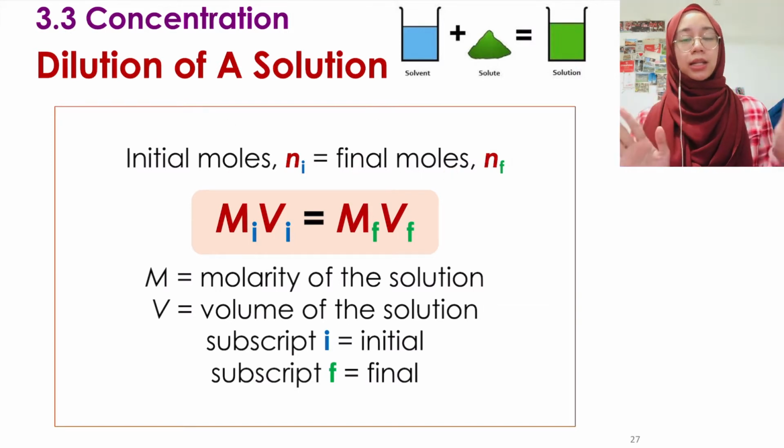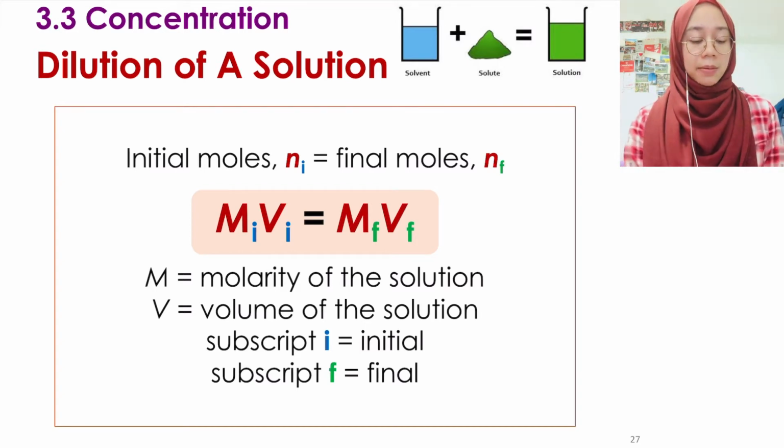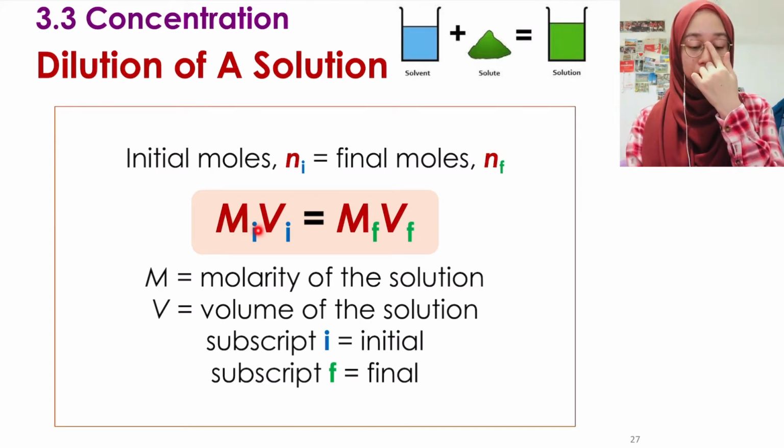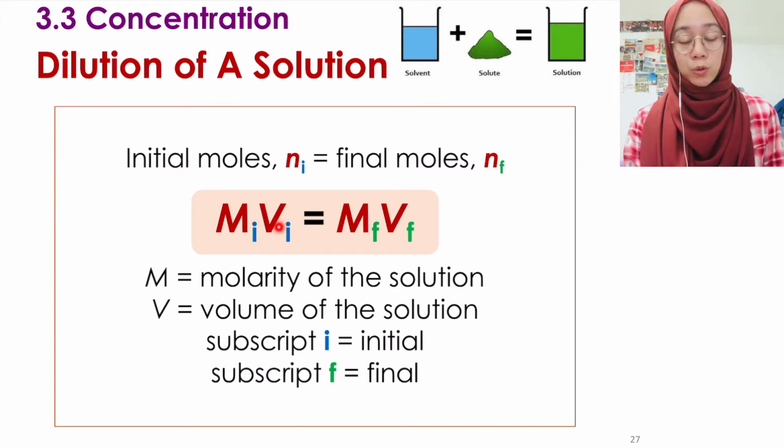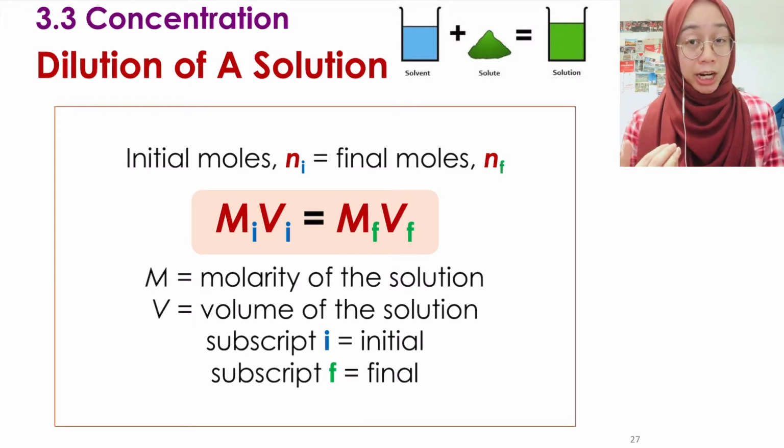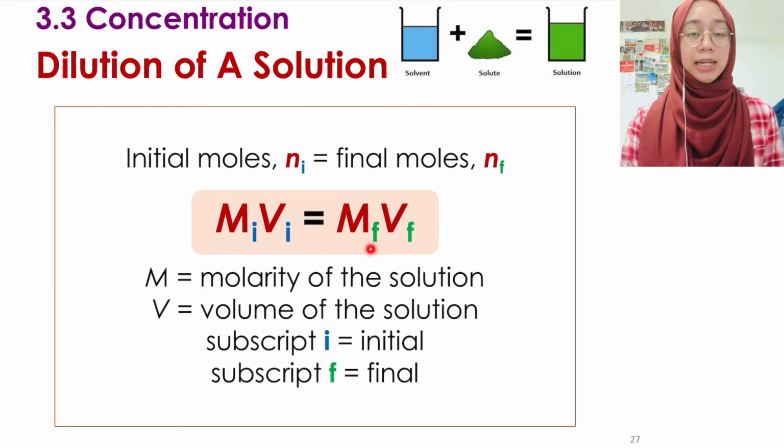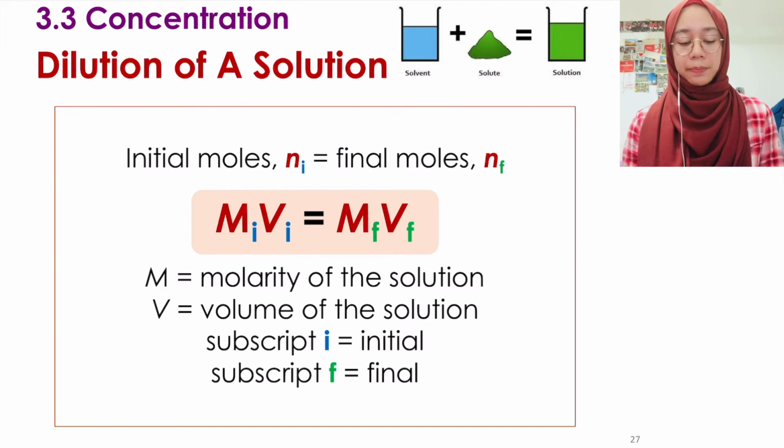So usually kat sini kita dah tak kira dah pasal number of moles sebab sama. M kat sini mewakili molarity and V pula mewakili volume. Also keep in your mind, tadi Miss dah mention, molarity initial is always higher compared to molarity of the final. Molarity final tu concentration dia dah berkurang, so value dia akan lagi kecil selalunya. Alright, so kita terus tengok example lah.